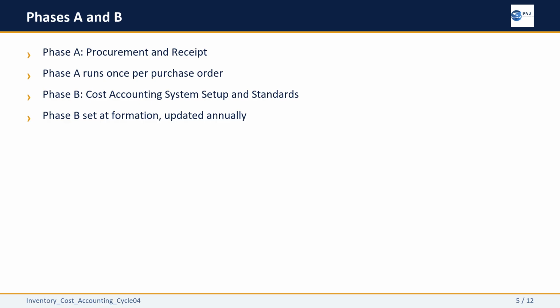Phase A is procurement and receipt. This is how inventory enters the business, and it happens one time per purchase order, from raising the requisition to receiving and valuing the goods. Phase B is cost accounting system setup and standards. This is the foundation work you do once at company formation, and then refresh annually before each new production year. It's where you choose your costing approach and build the standard costs that everything downstream measures against. In practice, Phase B is the quiet phase that makes every later number meaningful.